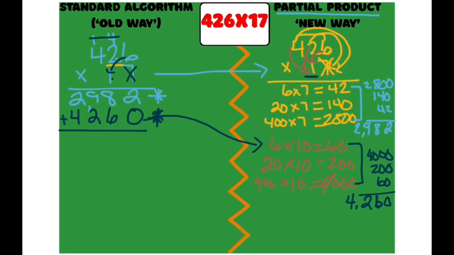The last step is to simply add up the 2,982 plus the 4,260. And once I do all of that adding, I am left with 7,242. Same thing if I were to add 2,982 plus 4,260, I would also get the same exact product, 7,242.